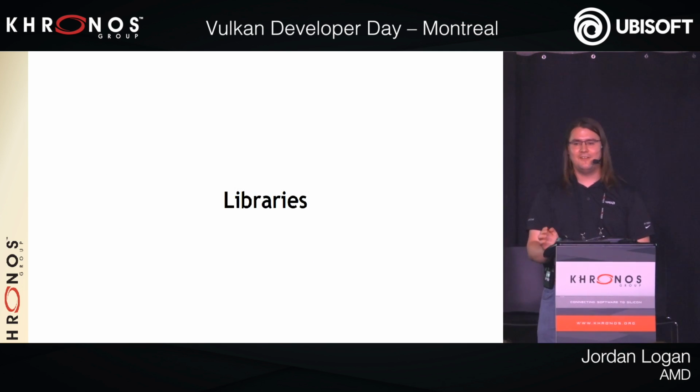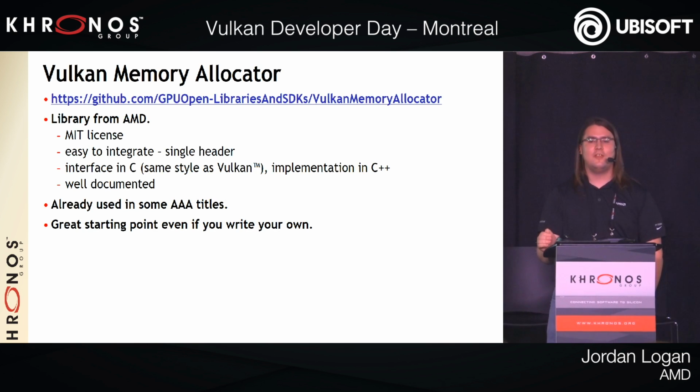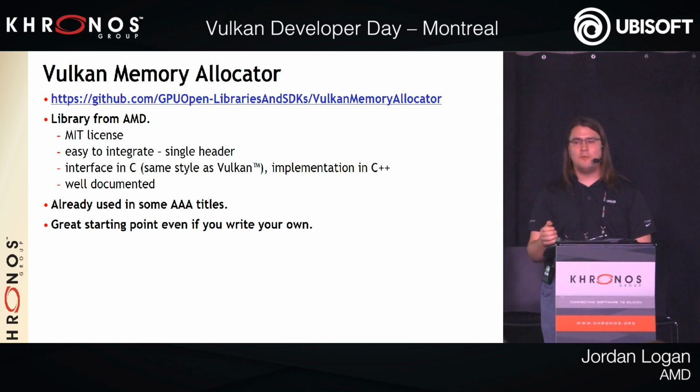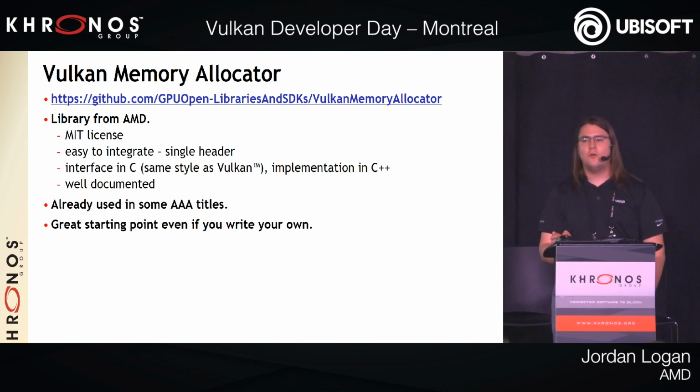Okay, so there's a lot of work with actually getting Vulkan memory management up. So one of the things we did at AMD is we actually created a library you can use that's open source. It's known as the Vulkan Memory Allocator. It's quite simple, actually. It was designed to be easy integration with a single header and to make sure it matches with the flow of Vulkan. And it's already been used in a few AAA titles, and I find that it's a great starting point if you're just trying to get your engine up and running in Vulkan. You can just drop this in and worry about memory management later, or if you're just looking for some example code to write your own.